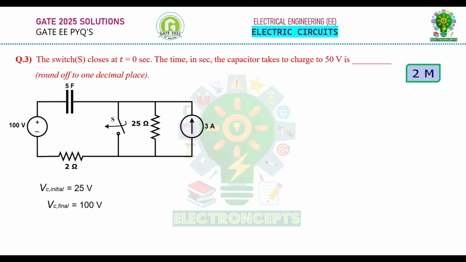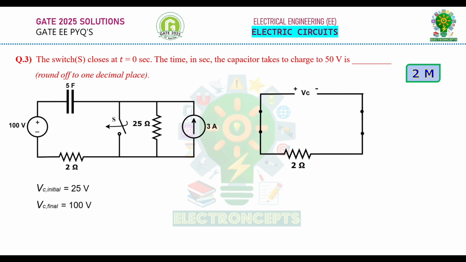Now let us calculate the time constant. We need to calculate the time constant after the switching action is done. After the switch is closed, the 25 ohm resistor becomes redundant because no current flows through it, as the 3 amp current flows through the short circuited path through the switch. To calculate the time constant, we need to replace the sources with their internal resistances. The internal resistance of a voltage source is 0, so let us represent the voltage source with a short circuit and calculate the resistance seen through the capacitor. Resistance seen through the capacitor is 2 ohms.